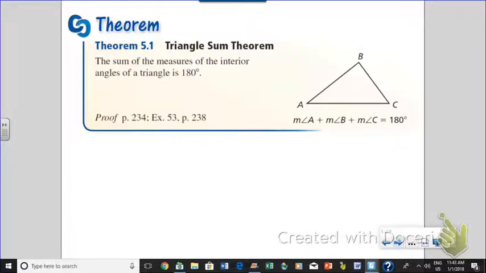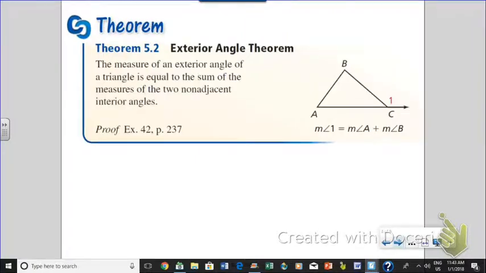The triangle sum theorem tells us that the sum of the measures of the interior angles of any triangle is 180 degrees. The exterior angle theorem tells us that the measure of an exterior angle of a triangle is equal to the sum of the two non-adjacent interior angles, sometimes also referred to as the remote interior angles. In my example, angle 1 equals the measure of angle A plus the measure of angle B.